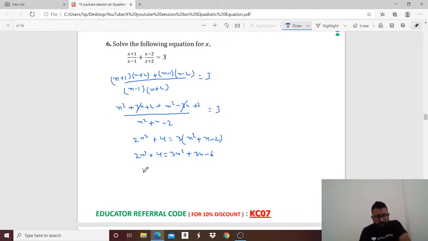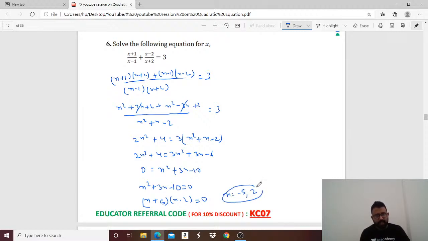Take it to one side: 0 is equal to x square plus 3x minus 10. I think you can solve this now. What are the answers? x square plus 3x minus 10 is equal to 0. So this is x plus 5 into x minus 2, right? So x is minus 5 and 2. This is the final sum, right? So this is again a 2 marker sum.